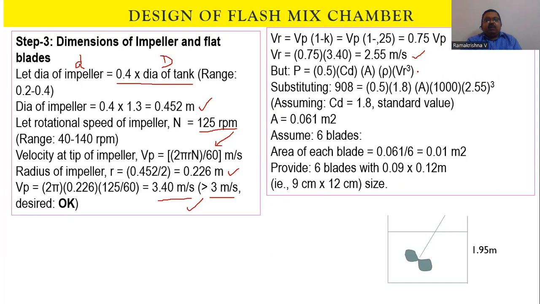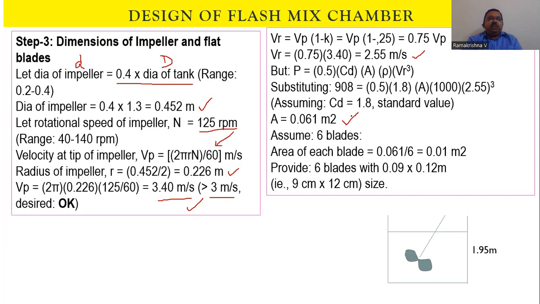So we have the formula for power requirement using drag force: P is half C_D A rho V_R cubed. V_R is already calculated as 2.55. The density of water is 1000 kg per meter cube. Power is already calculated as 908 watts. C_D is a constant, which comes from the manufacturer of the machine, so you can take 1.8 as a standard value. From that, we calculate the area of the paddles, the area of the blades.